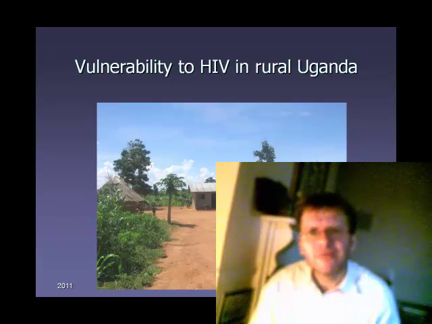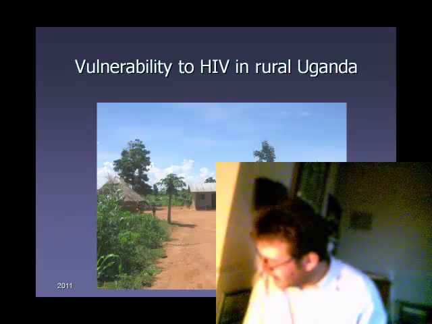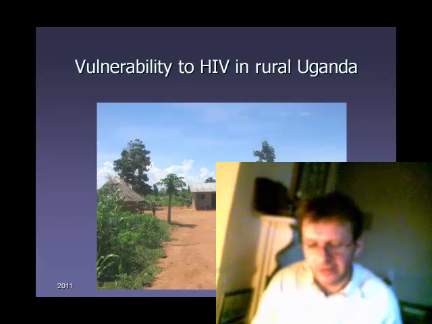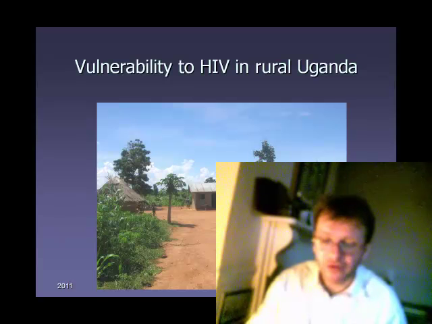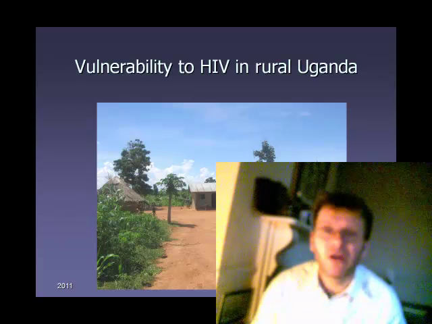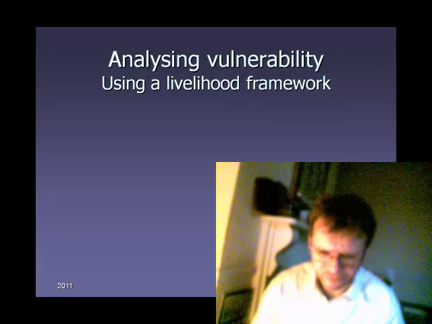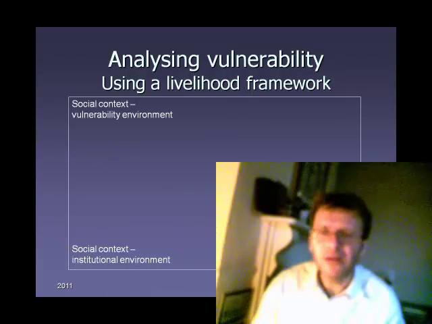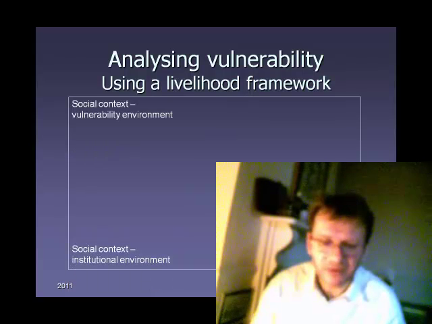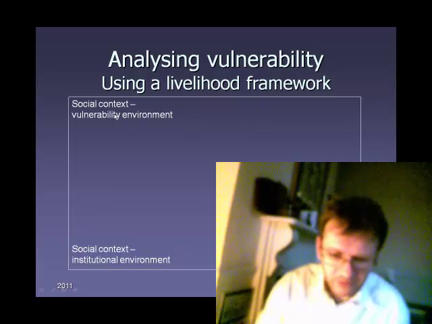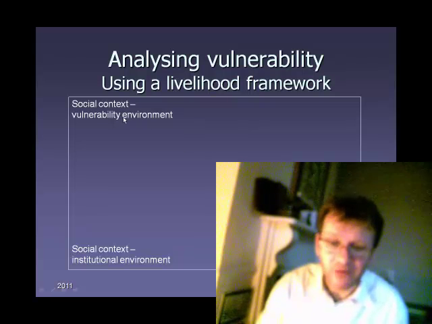And I'd advise you to have a look at the chapter by Sabin and Miller that I've recommended for reading, because that looks at the impact of HIV on a vulnerable household in the South African setting, I think. We can also look at the impact of HIV using a livelihood framework, which basically looks at the social context in which people are living here. We might call this the vulnerability environment.